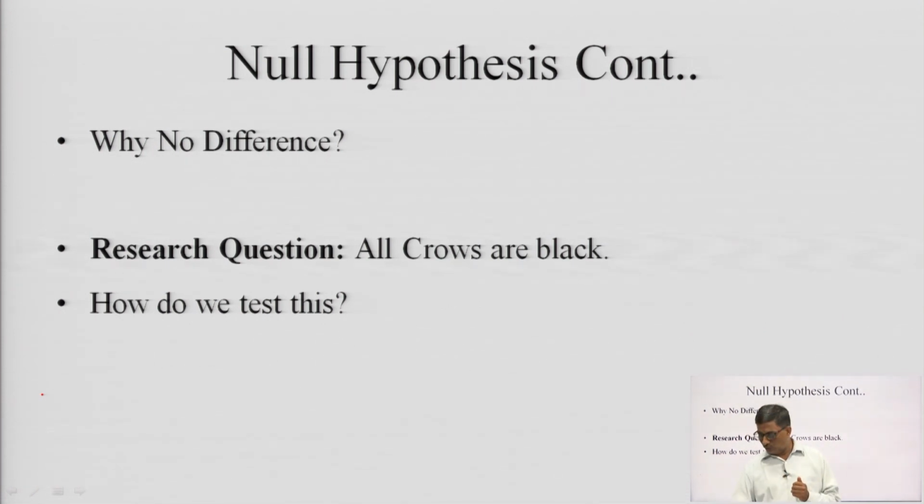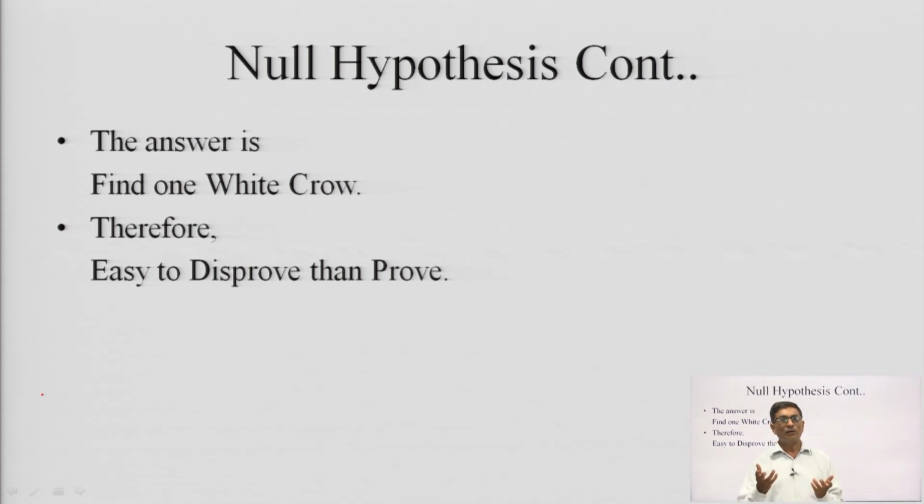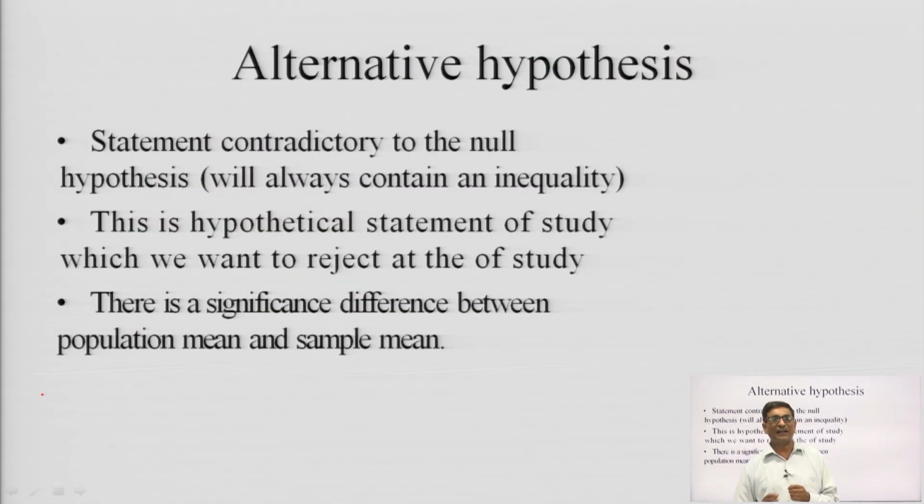And it is very easy to disprove than prove. So, we take no difference in the null hypothesis. And second is the alternate hypothesis. The alternate hypothesis is the statement contradictory to the null hypothesis, and it will always contain an inequality, because in the null hypothesis there is an equality, that means both means are equal, or we say there is no difference between the two means. So, the alternate hypothesis is the contrary statement of the null hypothesis, and it will always contain an inequality.